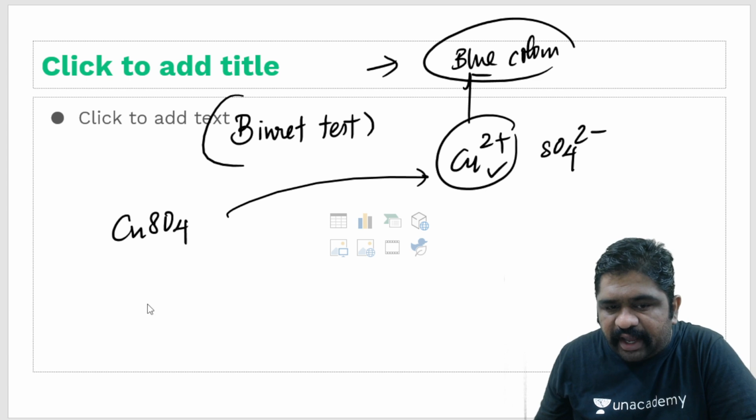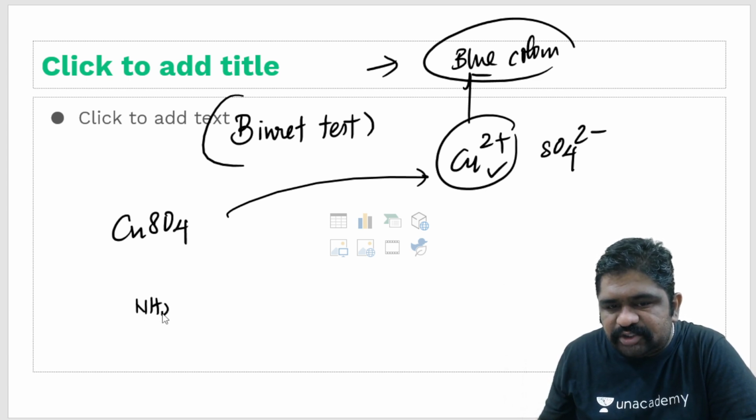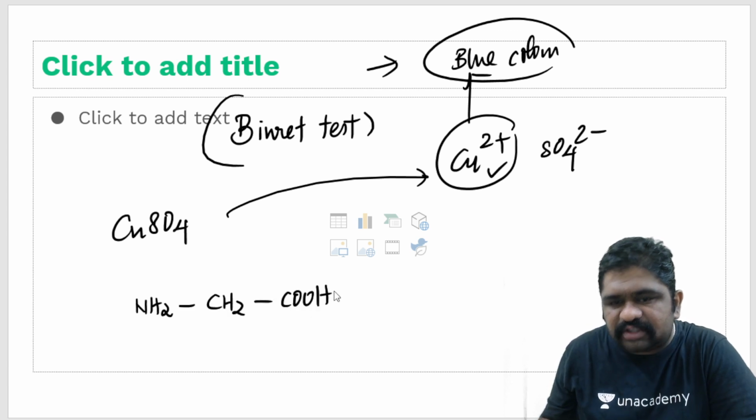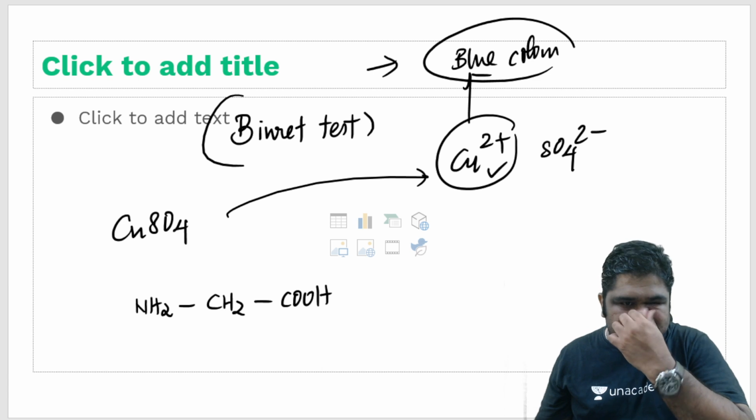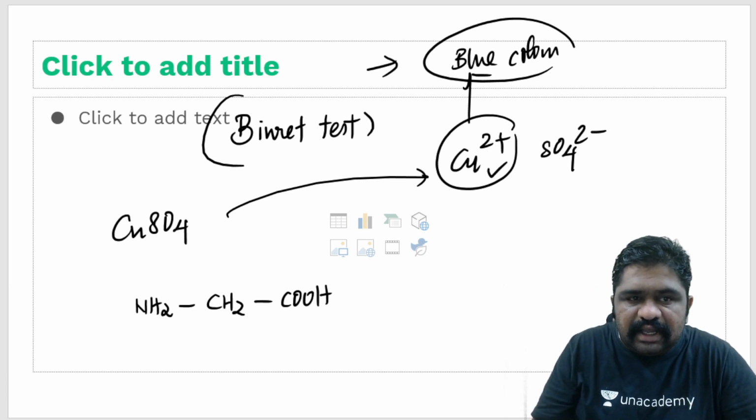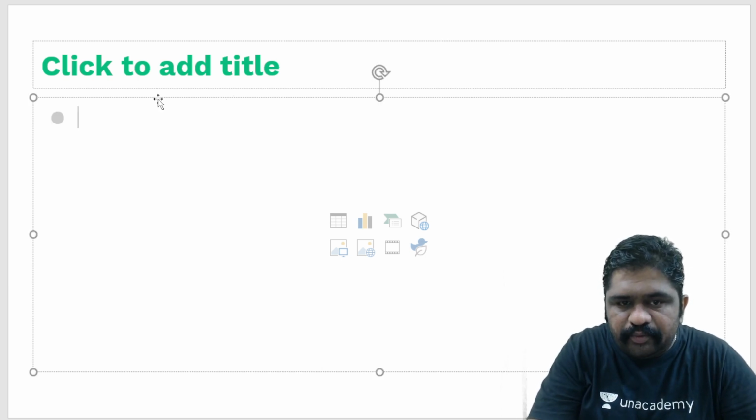But when you actually have a peptide chain, how can I draw a peptide chain? We can have an NH2 here, CH2 here, COOH here for a simple amino acid called glycine. Now what can we do with this? Let me create a new slide for you.